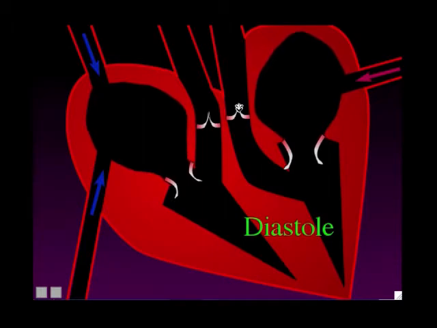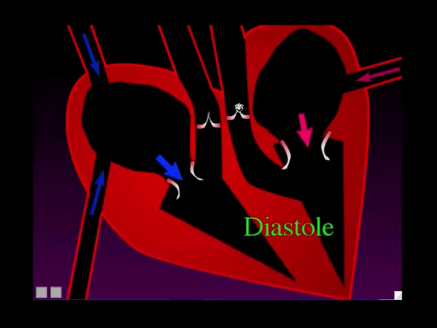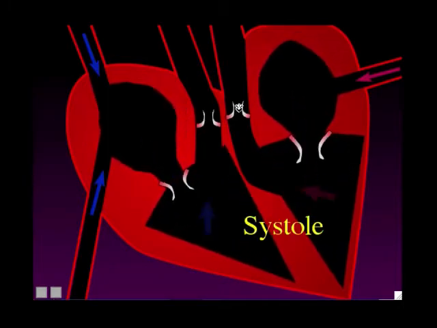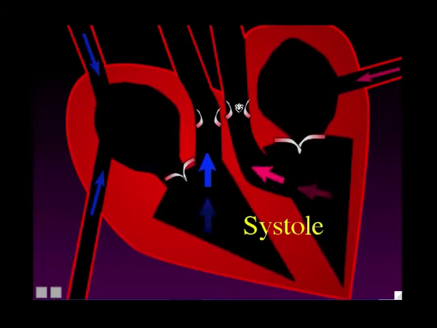It's the slamming shut that makes the noise. And to be more specific, remember, it's lubbed up. The first noise, the lub of the cardiac cycle, is the AV valves shutting. And the second noise of the heart sounds, the dup, is the semilunar valves shutting.